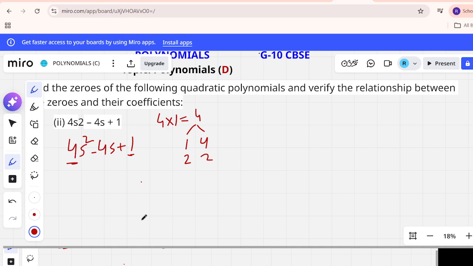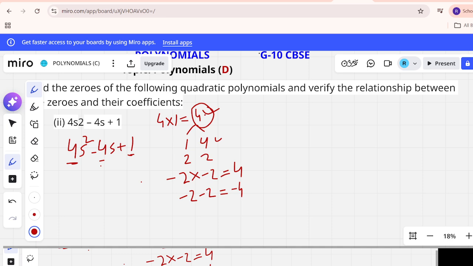The coefficient of s square is 4 and the last term, the constant term, is 1. 4 times 1 is 4. Factors of 4 are 1 and 4, or 2 times 2. 1 plus 4 is 5, or with negative sign 3. But the middle term is negative 4. So if I take minus 2 times minus 2, I get positive 4, and minus 2 and minus 2 give minus 4, which exactly suits the middle term and the last term after multiplication.